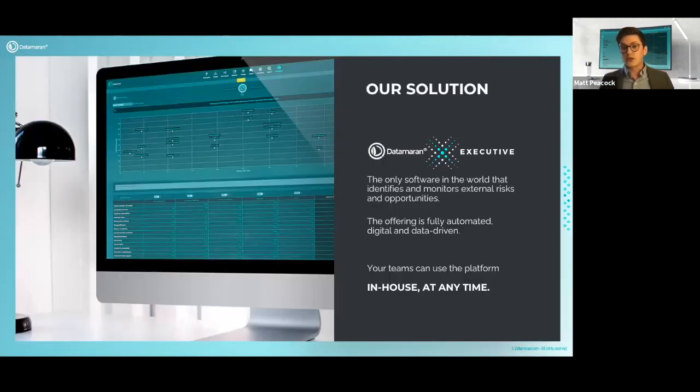Before we get into the concept of double materiality, I just want to give a bit of background on what Datamaran is for those of you that maybe aren't aware. Datamaran is a software as a service solution that uses a form of artificial intelligence called natural language processing to analyze qualitative, narrative information. It's the only software solution in the world that identifies and monitors external risks and opportunities in this way.